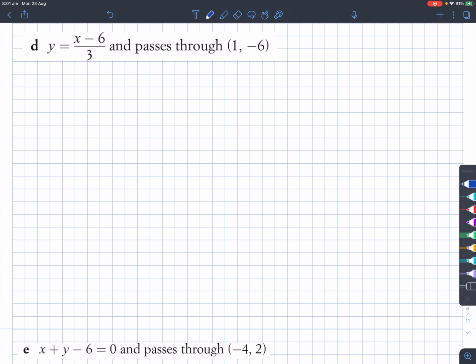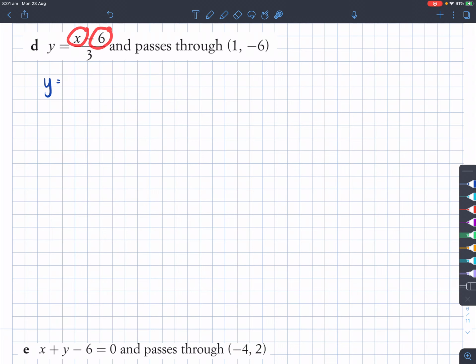All right, question D. Y equals x over 3 minus 6 over 3, and passes through (1, -6). All right. So our first thing to find out is the gradient of this line and find the negative reciprocal of that. But this is not written in the form y equals mx plus b. We need to firstly do something to this so that we can find out the gradient.